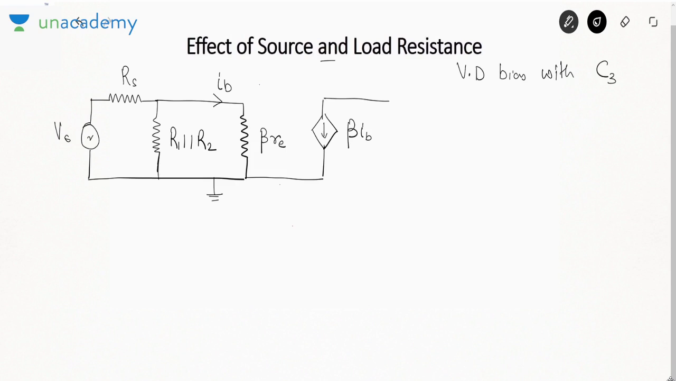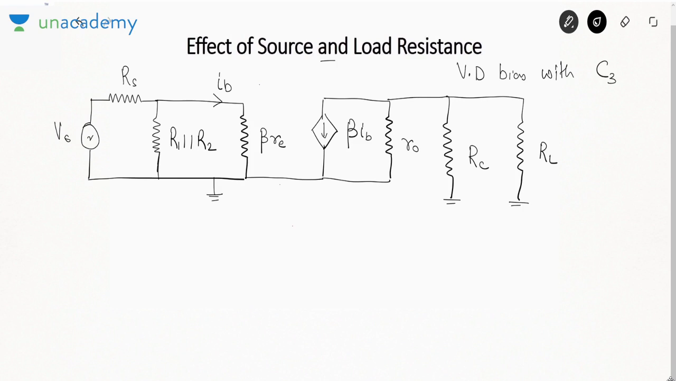Then we have an output resistance R0, which is actually very high. Then we have a resistance RC connected between collector and ground. And now we also have one more resistance RL. This is your V0. Now the input and the output impedances are not affected, because while computing input impedance we ignore RS and while computing output impedance we ignore RL.